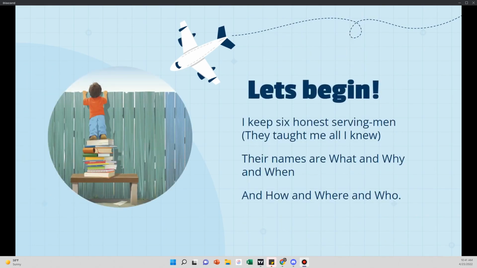So I thought I'd begin with a little poem, really, which is something that I was taught to memorise back in my very first year at high school over here, and it's a poem by Kipling. It's essentially about curiosity, but it's ended up with some lifelong principles that I've followed and still follow to this day. I keep six honest serving men. They taught me all I knew. Their names are what and why and when and how and where and who.